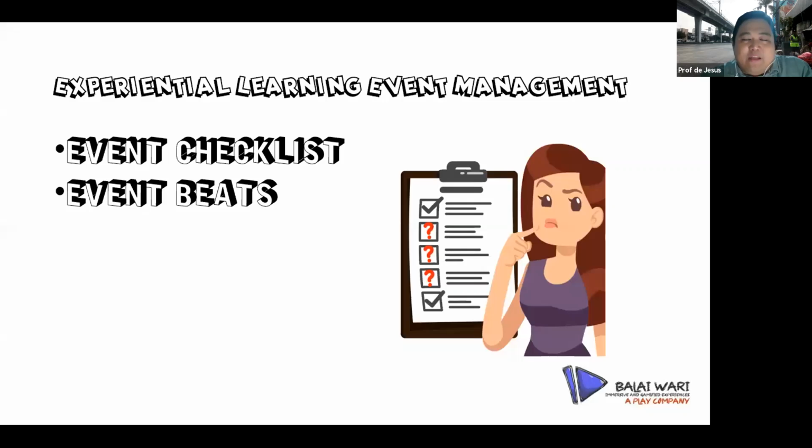The primary tool of an events manager: you should have a checklist and you should have an event beat. So what's an event beat? A beat is basically like a scene, like scene one, scene two.